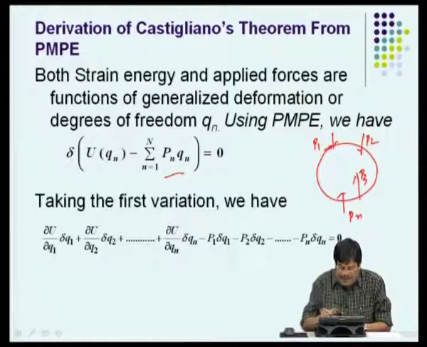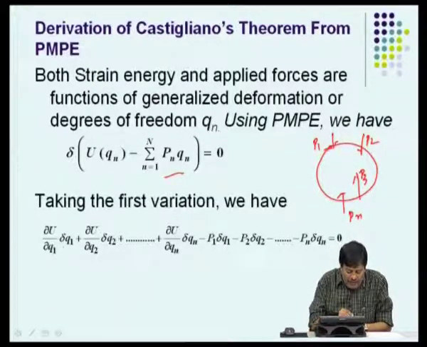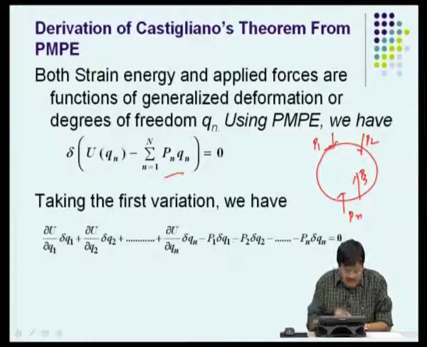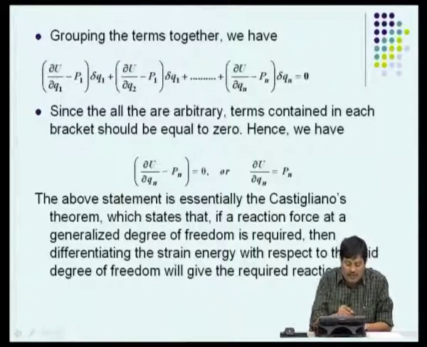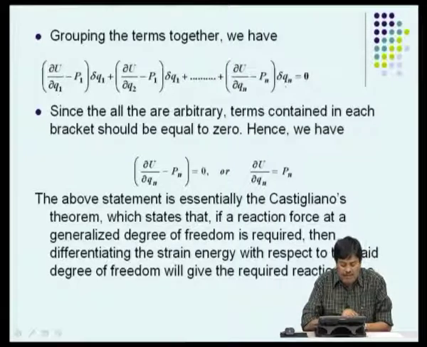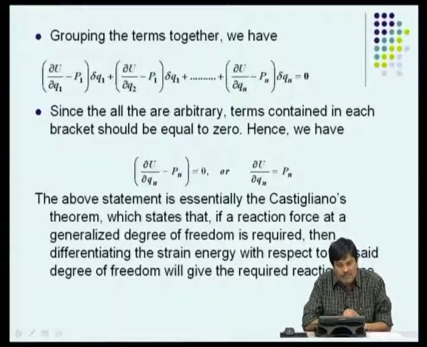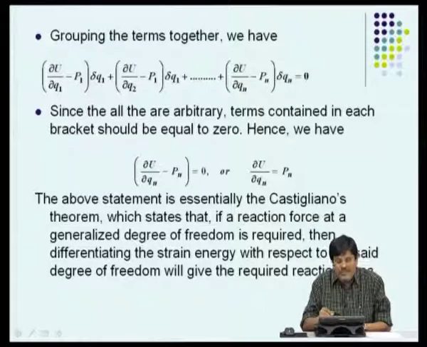And we expand this in this form. So, now we group all q1s, q2s, q3s. When we do that, we get this, and in the tensorial form we can say dU by dqn minus Pn is equal to 0, or dU by dqn is Pn. This is the famous Castigliano's theorem, which says that if I want to find out a load at a particular point, you take the total strain energy and differentiate with respect to the displacement at that point.